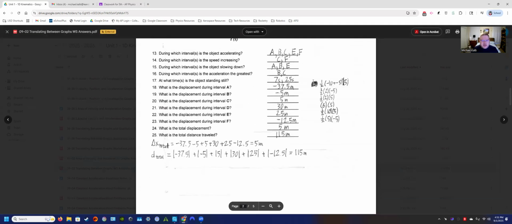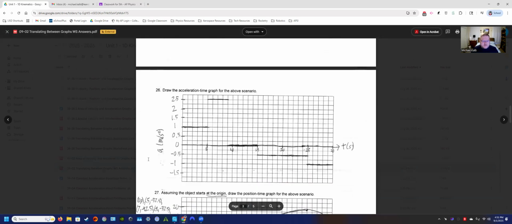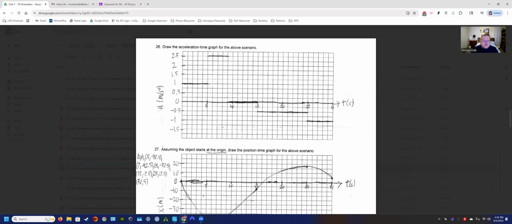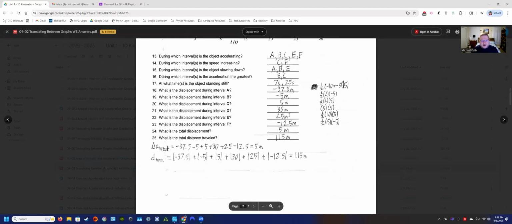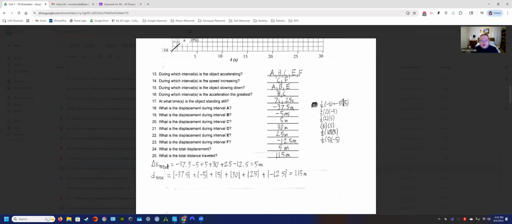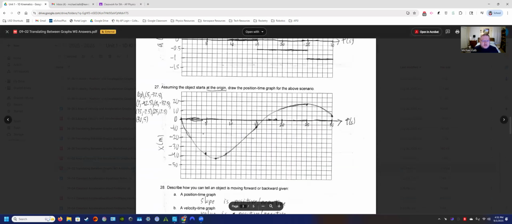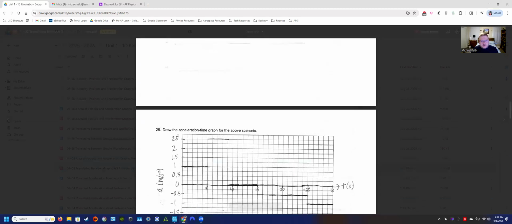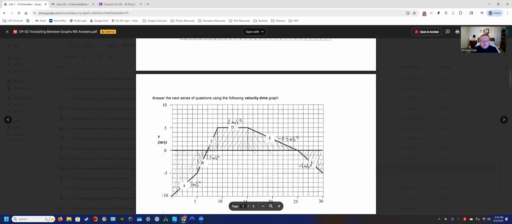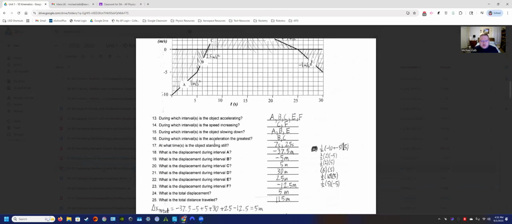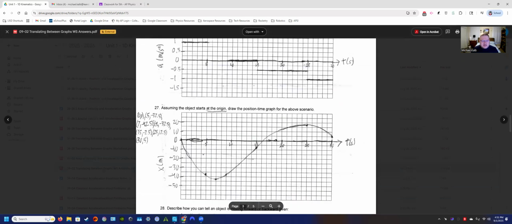Then along A, it moved backwards 37.5 meters. So at 5 seconds, it would have a position of negative 37.5. Then along B, it moved backwards 5 meters. So at 7 seconds, it would have a position of negative 42.5. Then along C, it moved forward 5 meters. So at 9 seconds, after moving forward 5 meters, it would be at negative 37.5.